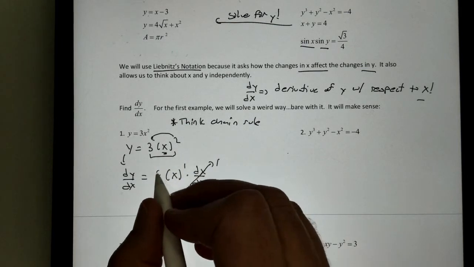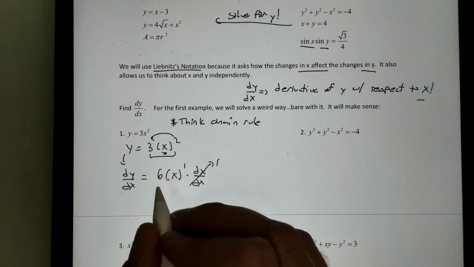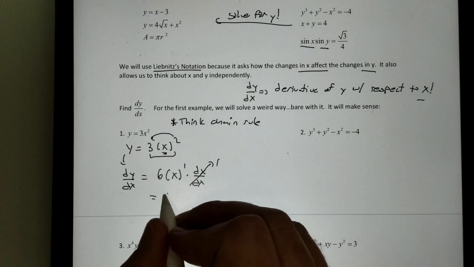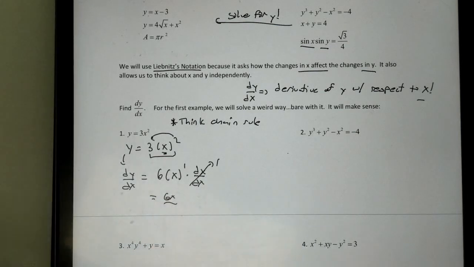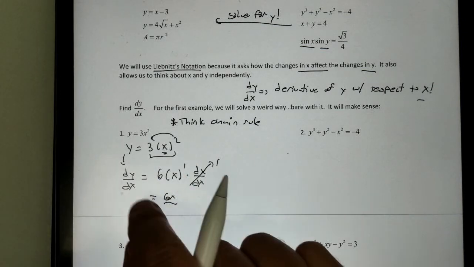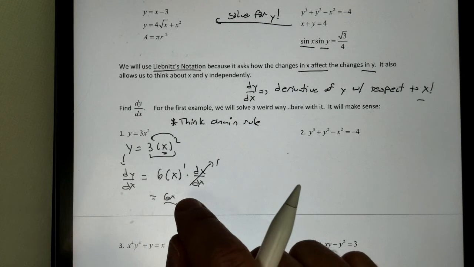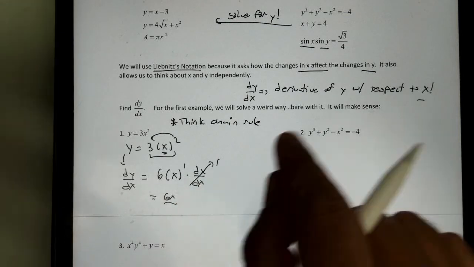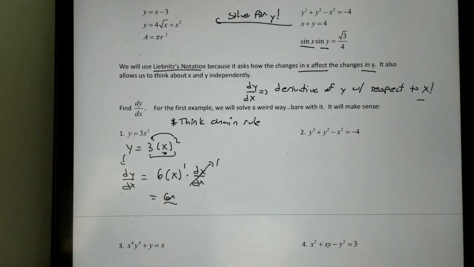Well, no, that's a 2. Somebody corrects me. That should be a 6. Sorry, 2 times 3 is 6. And again, if you notice, we do get the 6x that we said it would be. Sorry about that. I forgot to multiply by my 3. So we don't ever write it this way because it takes too long, because the derivative of x with respect to x is just going to be 1. So we never write it that way.